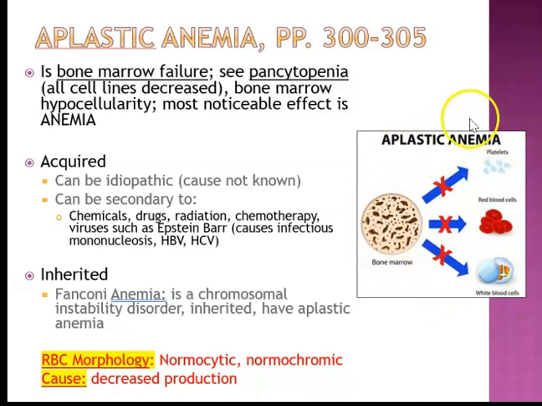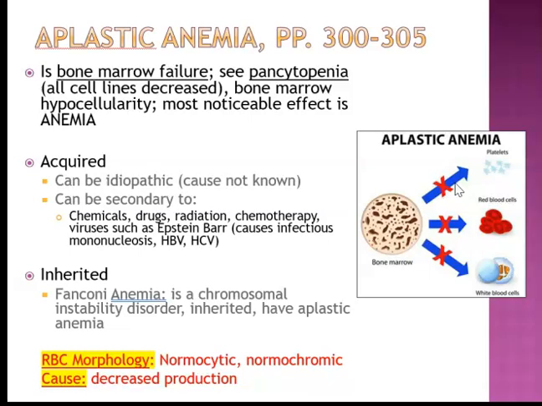So let's look real quick at our little image over here on the right hand side of the slide. Our bone marrow gives rise to all of our blood cells, whether it's our red blood cells, our white blood cells, or our platelets. So in this anemia, there's a complete failure of our bone marrow. So we're going to have a complete failure of producing any of our cells, whether it's our white blood cells, red blood cells, or our platelets, and that's going to result in anemia.